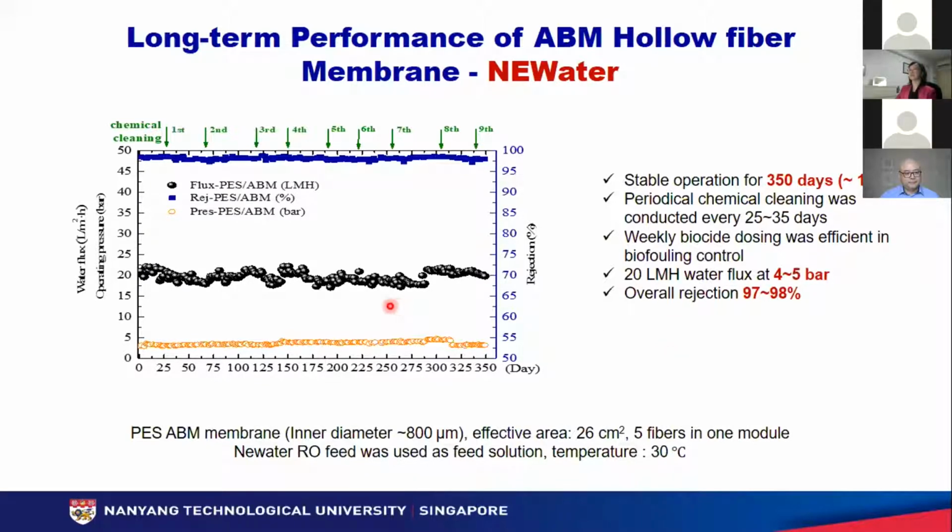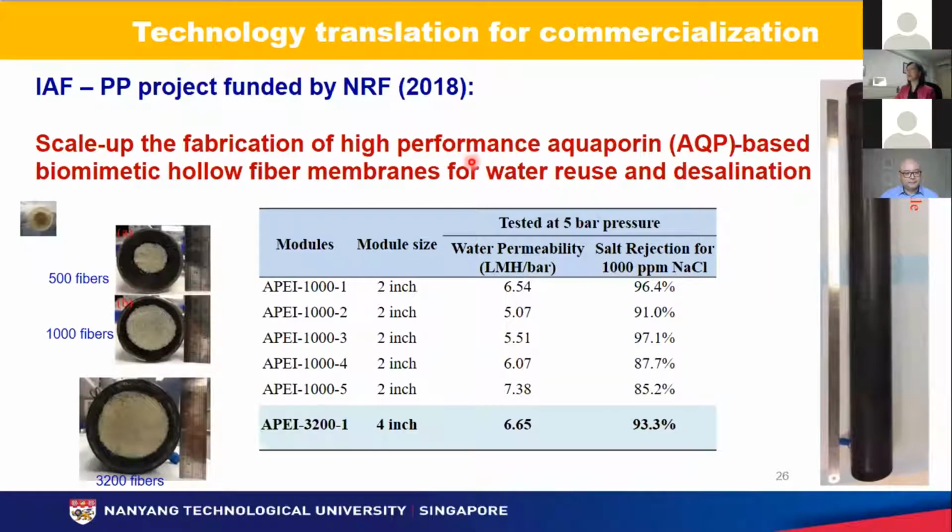And then the salt rejection, very good, very stable performance. So all these results in the laboratory study confirm the success of our biomimetic membranes. Naturally, next step, how can we make it bigger?